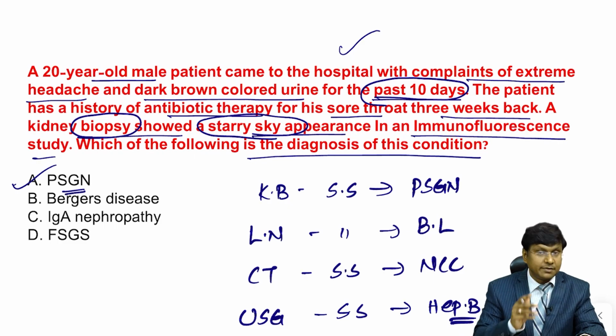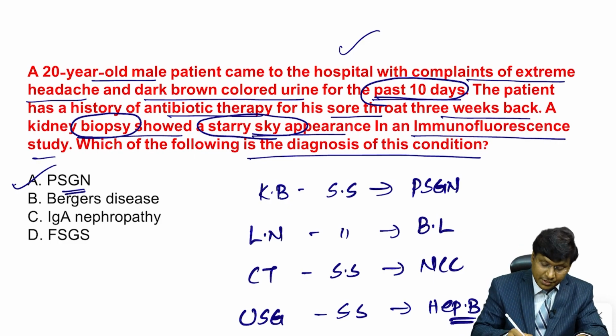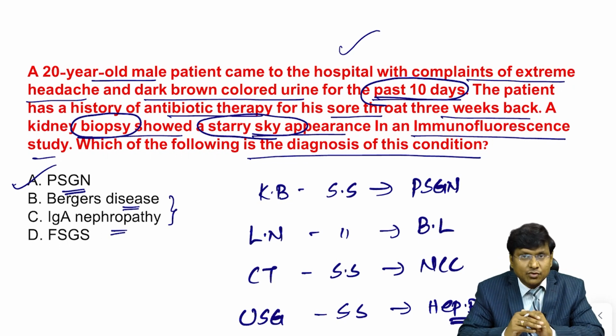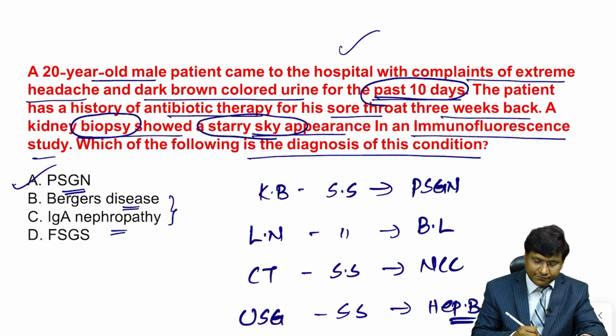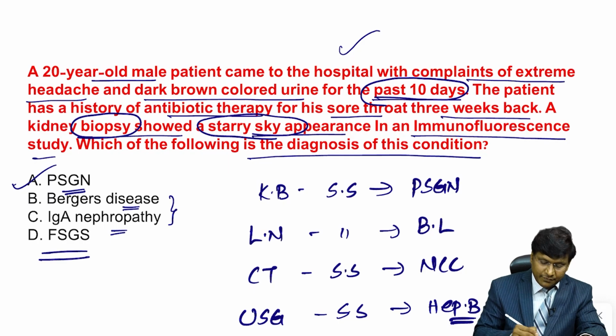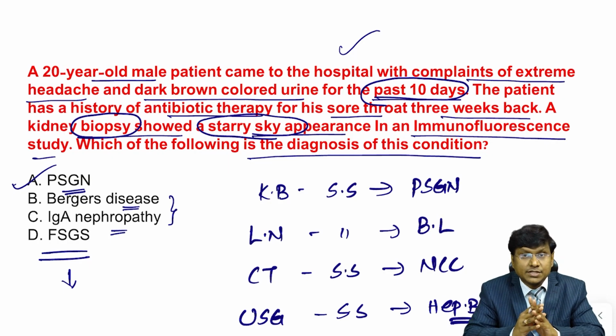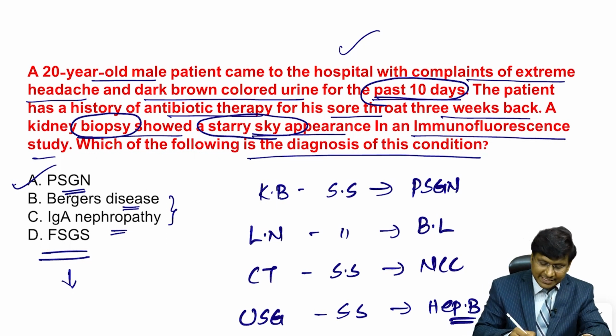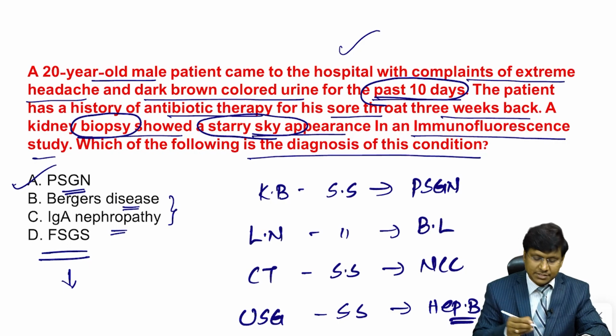So the answer to this question is post-streptococcal glomerulonephritis. Whereas in Buerger's, which is nothing but IgA nephropathy, electron microscopy shows proliferation of the mesangial cells, and there are mesangial and paramesangial deposits. In focal segmental glomerulosclerosis, electron microscopy shows effacement of the podocytes, vacuolization of the podocytes, and detachment of the podocytes.